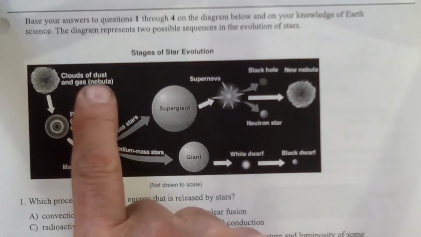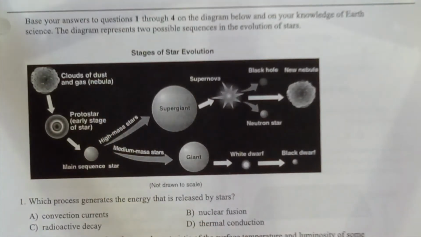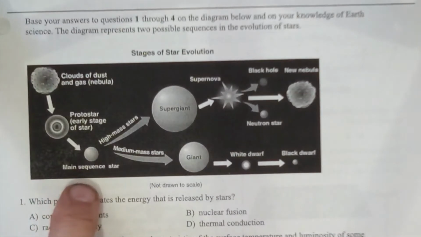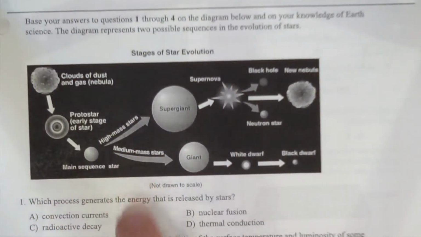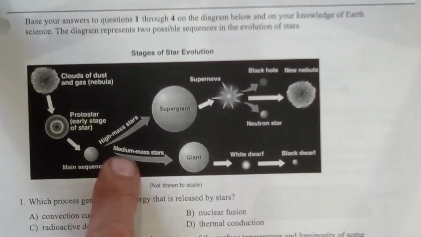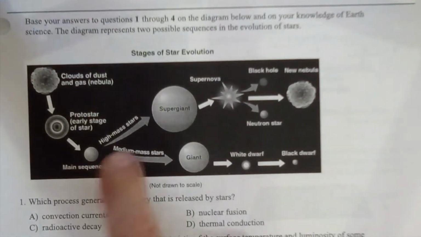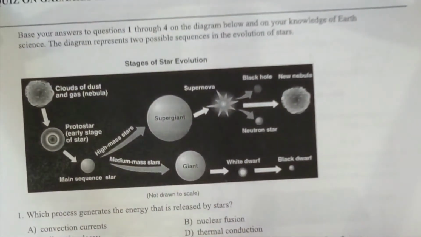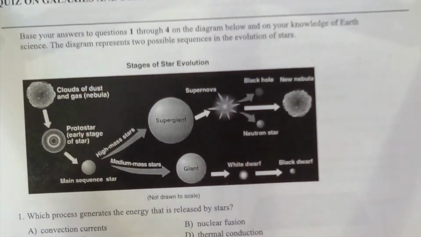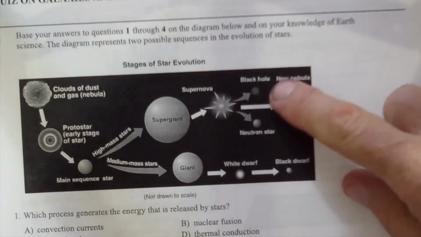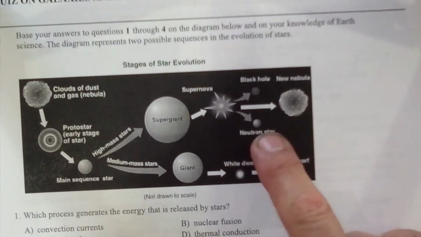So we start off with a cloud of dust and gas called a nebula, which develops into a protostar in its early stage. The protostar develops into a main sequence star. Depending upon its mass, whether it's a high mass star or a medium mass star, will determine how it lives out the rest of its life. If it's a high mass star, it will become a supergiant, combining elements as large as iron, then it will explode into a supernova. After a supernova, it can develop into a black hole, a new nebula, or a neutron star.